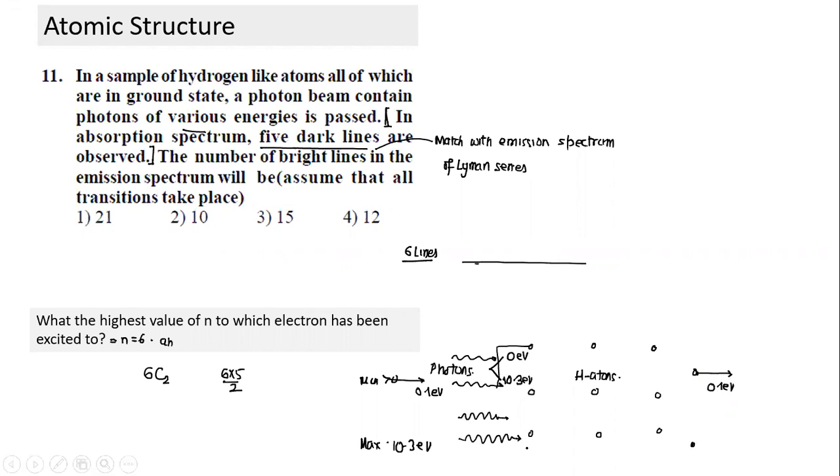That's called absorption. Which photons will be missing? Only 10.2 will be missing. So what do I do then? I increase the energy level further, beyond 10.2.